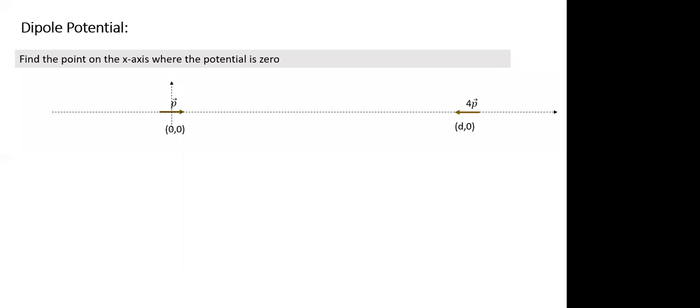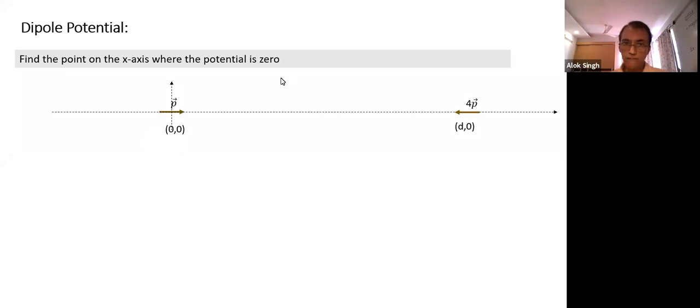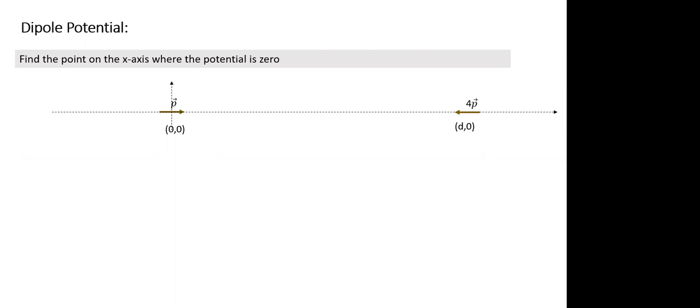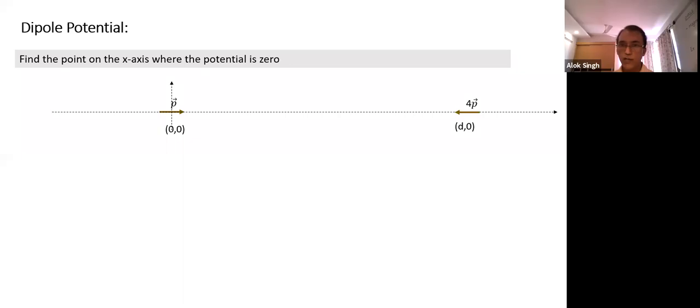Now let me take a region. X is between 0 and d. In this region, the potential will be due to P and also due to 4P. Which one will be positive? Which one will be negative? Can you tell me which dipole will create a positive potential in the region x varying from 0 to d? 4P. It is in front of P. At any point in this region, 4P will create positive potential.